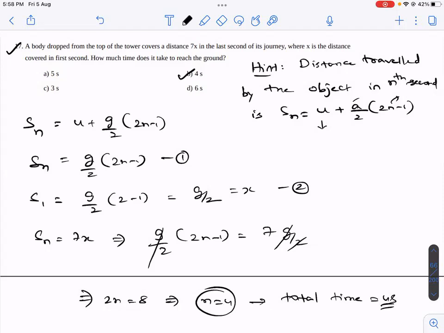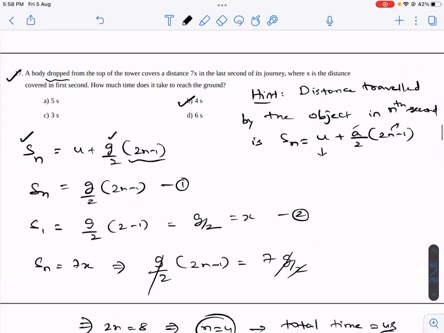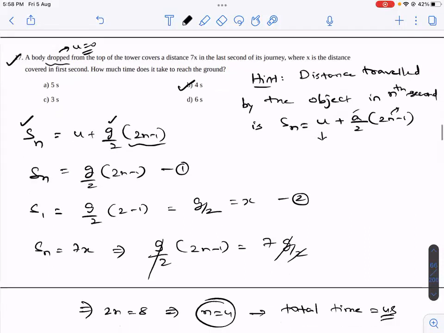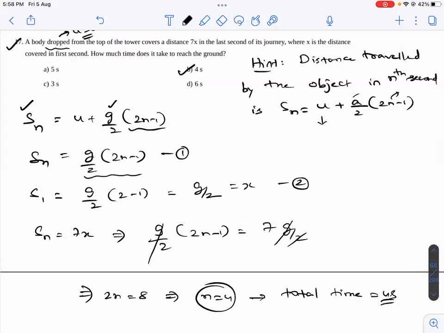Okay. Did you understand what I did? Yes, sir. Let's say the particle has taken n seconds to go from top to bottom. Distance traveled by the object in the nth second is equal to u plus a by 2. In the place of a, I substituted g into 2n minus 1. But since the object is dropped, when you see the word dropped, u is equal to 0. So when you put u equal to 0, you get g by 2 into 2n minus 1, which I'll consider as equation number 1.